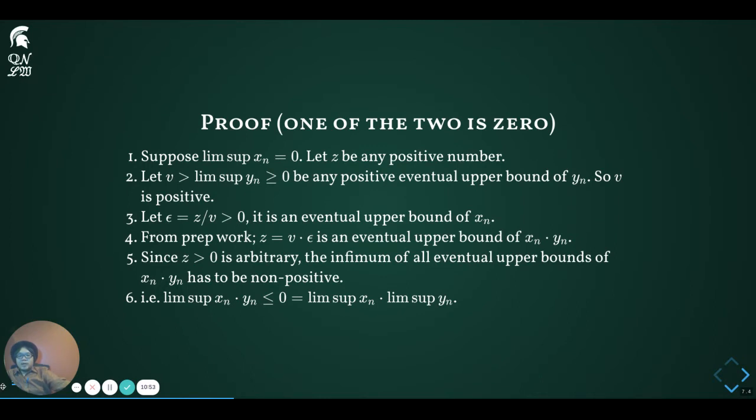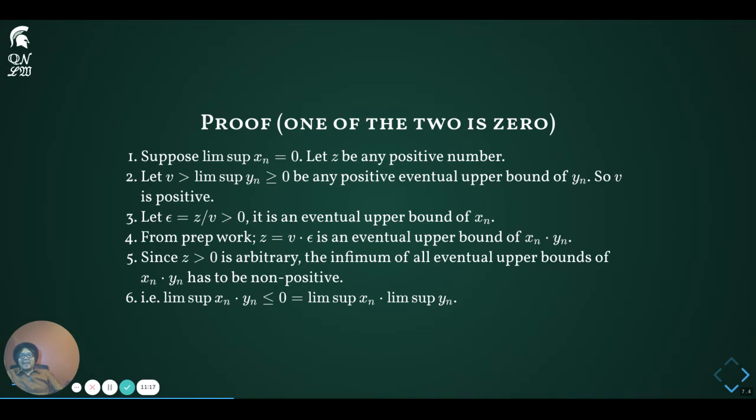So let's first do the case that one of the two lim_sups is 0. Since it doesn't matter which one, we suppose lim_sup xn is 0, and therefore the product of the lim_sups is also 0. Now let z be any positive number, so it is bigger than the product of the lim_sups.